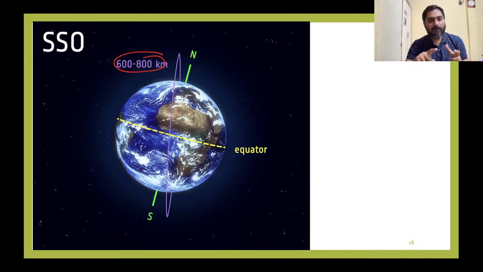Now another form of polar orbit is your sun synchronous orbit. So here we are saying sun synchronous. How is sun synchronous different from geosynchronous?